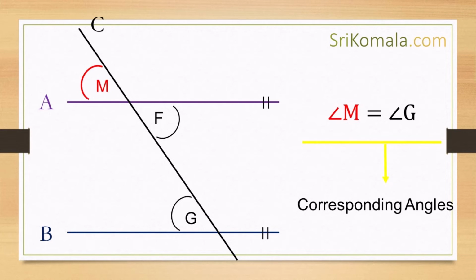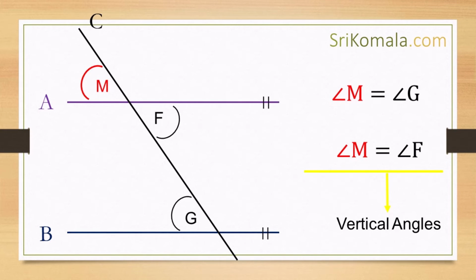First, let us focus on angle M in the figure. Angle M is shown in red color. Angle M and angle G are equal. This is because they are actually corresponding angles. Then, we get the first equation.